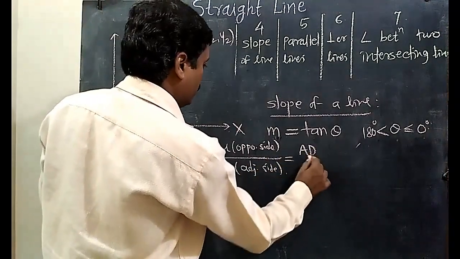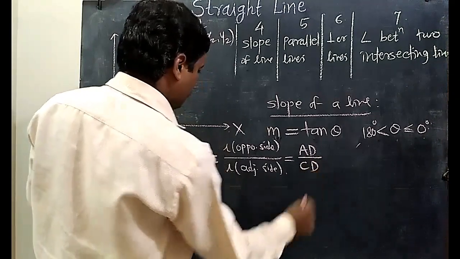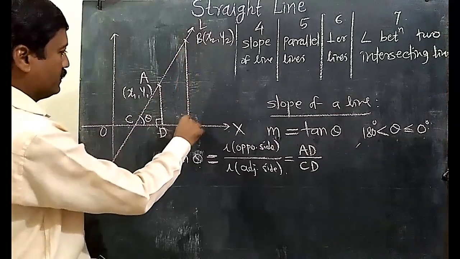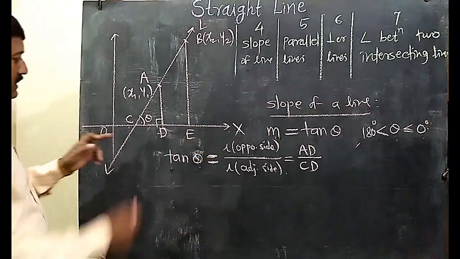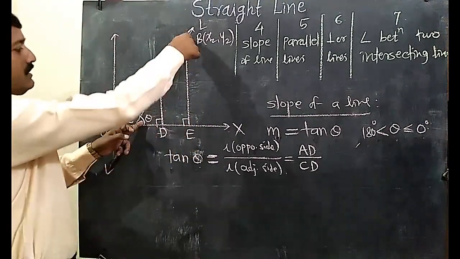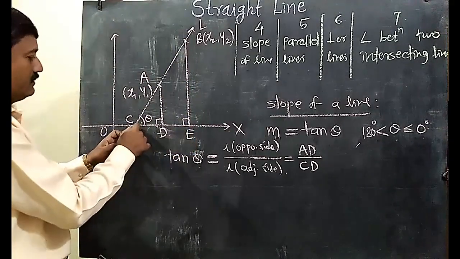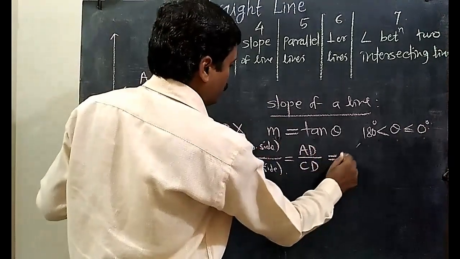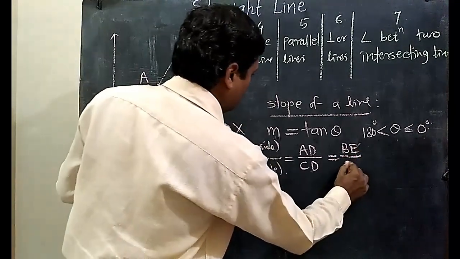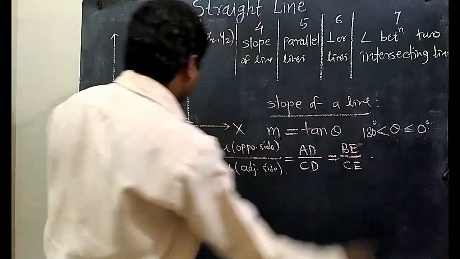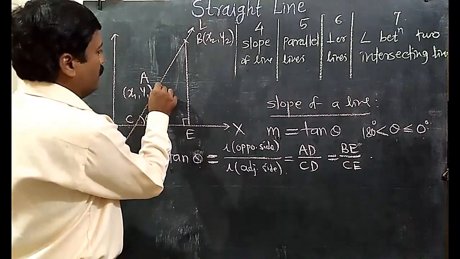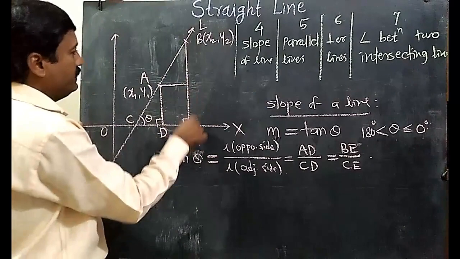AD upon CD. If you draw a perpendicular from B on the x-axis, then we also get triangle BCE, in which for this acute angle theta, BE is the opposite side and CE is the adjacent side. So it is also equal to BE upon CE. For simplicity, again we will draw a perpendicular from A on this line BE.